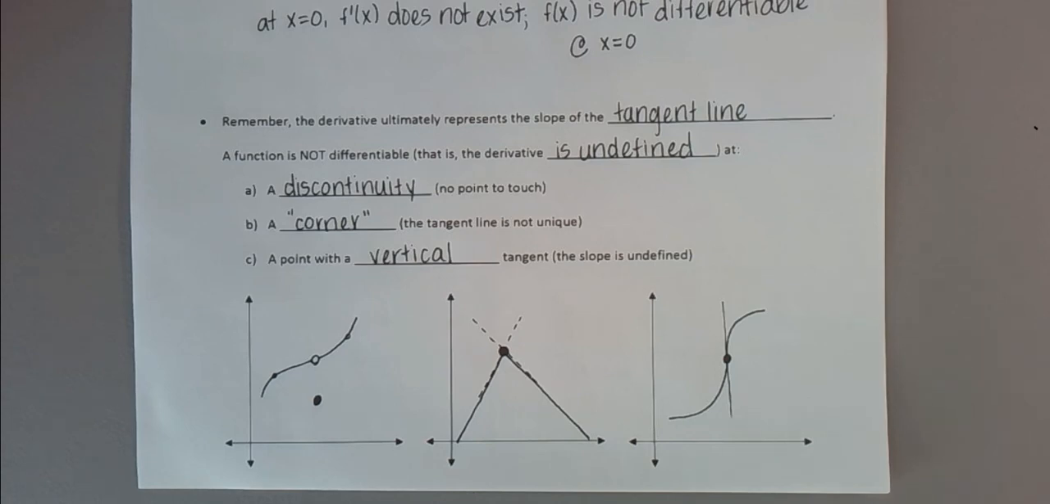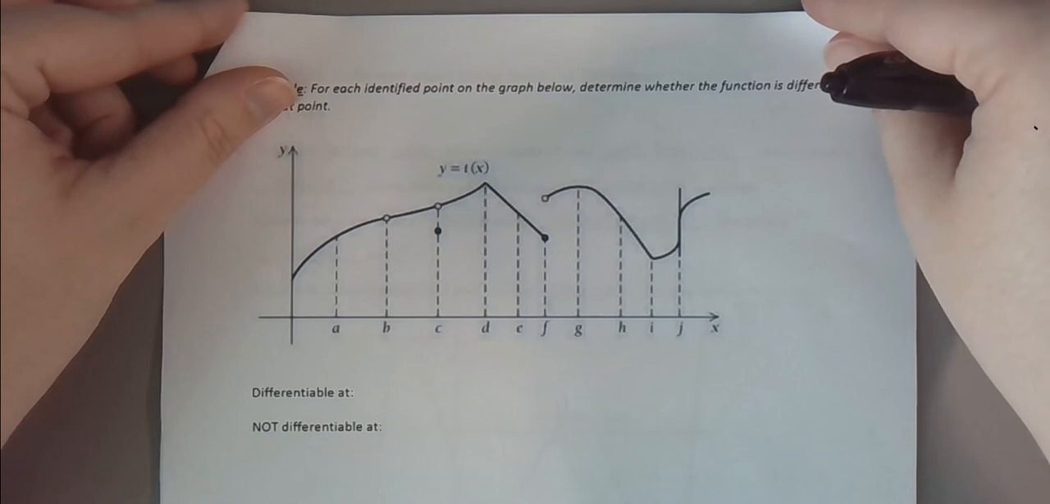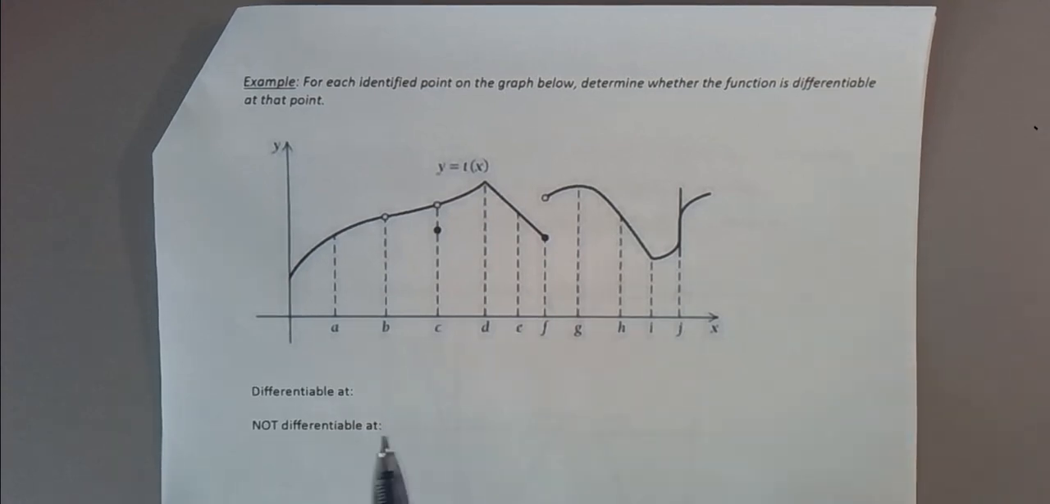We can find the derivative, we can draw the unique tangent line at that location. So let's look at a graph, and let's categorize each of the highlighted points as either being a location where our function is differentiable or where the function is not differentiable. So we have points A through J. We want to categorize all of these particular points.